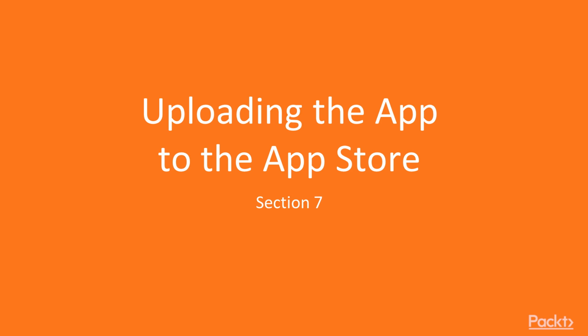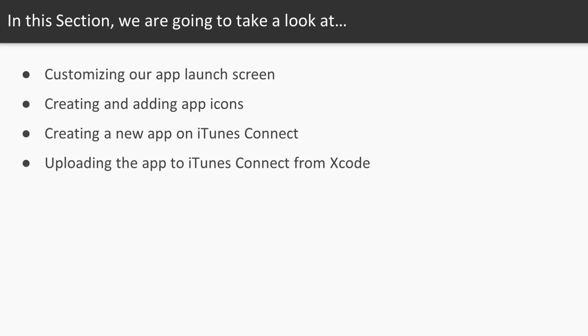Welcome to section 7 of the course, where we're going to finalize the app and upload the app to the App Store. In this section, we're going to look at how to customize our app launch screen. We're going to learn how to create and add app icons. We're going to learn how to create a new app on iTunes Connect. And finally, we're going to learn how to upload the app to iTunes Connect from Xcode.